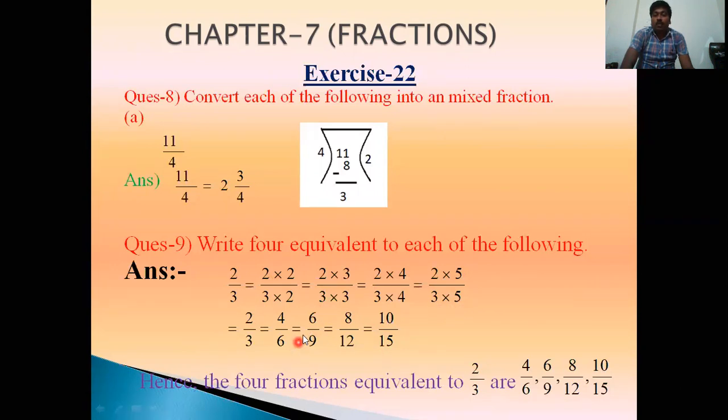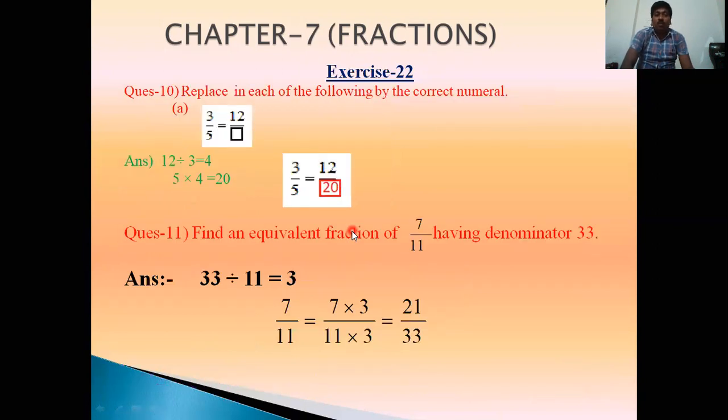Now 4 by 6, 6 by 9, 8 by 12, and 10 by 15 are the 4 equivalents of 2 by 3. Okay children, now we go to question number 10. How can we fill this blank? Replace in each of the following by the correct numeral.